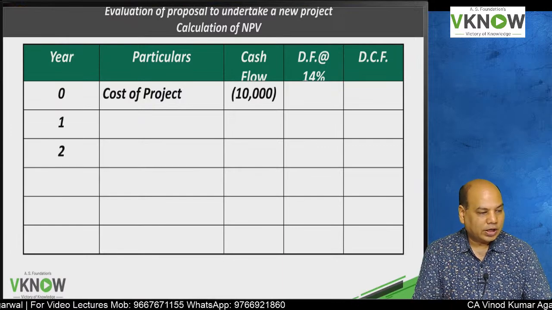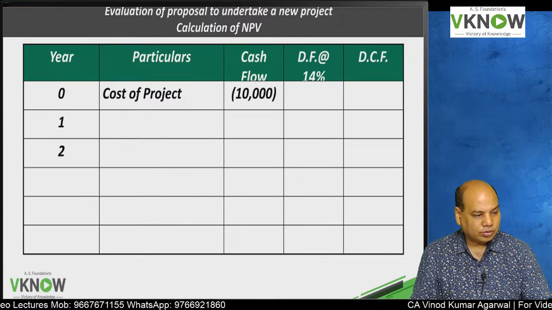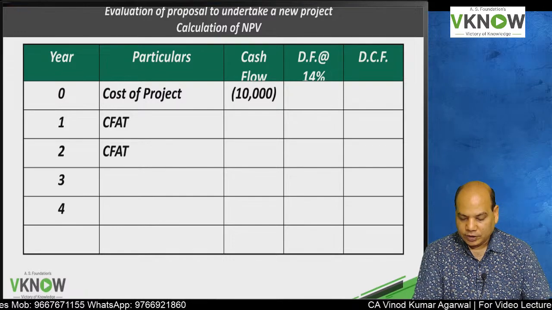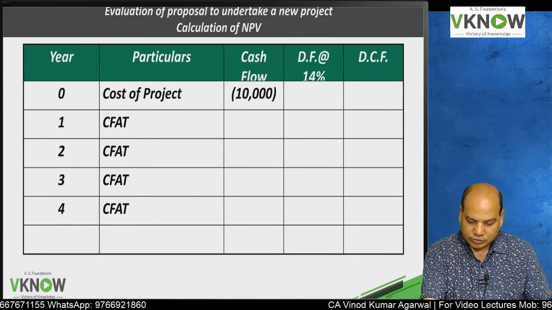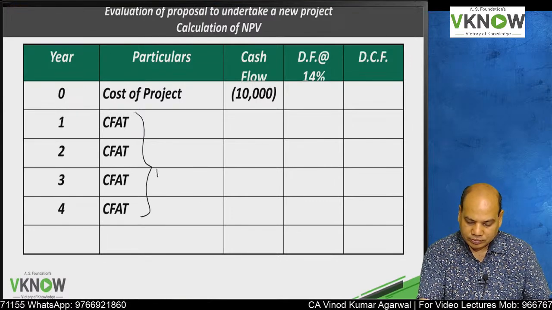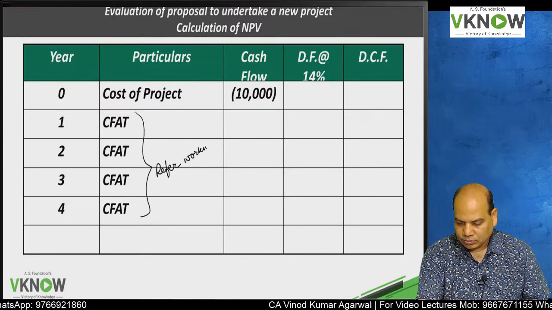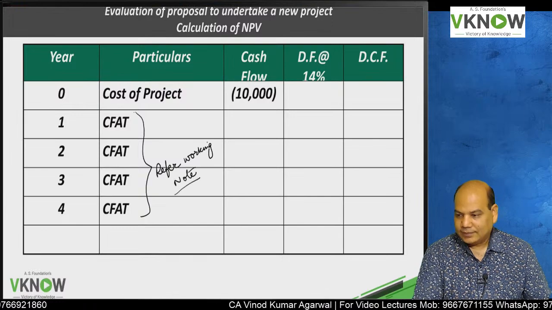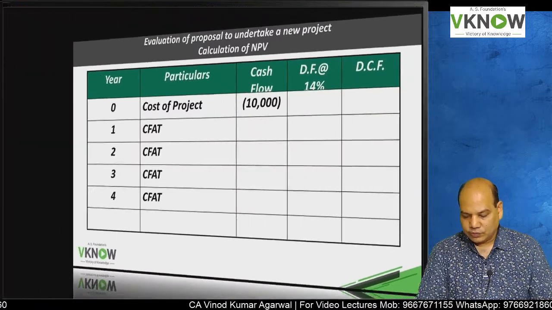Discounting factor you will write yourself. Multiply you will do yourself. My task is to give you cash flow. Year 1, write down CFAT, CFAT, CFAT. And you write here, refer working note. We have to prepare working note for this.